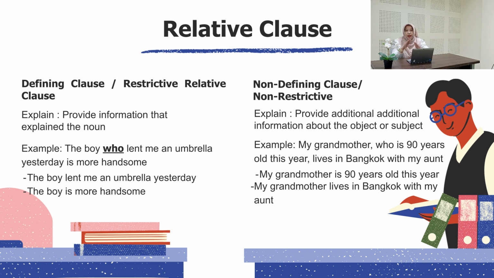Okay, so if we break down the sentence into two clauses, the first clause is my grandmother is 90 years old this year, and the second one is my grandmother lives in Bangkok with my aunt. So if we combine them into one, it becomes my grandmother, comma, who is 90 years old this year, comma, lives in Bangkok with my aunt.